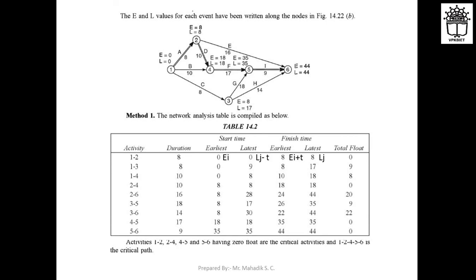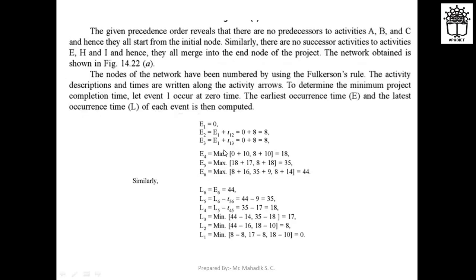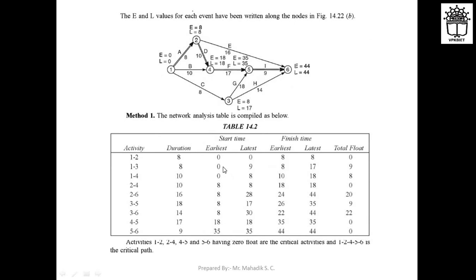In this diagram you can see that the critical path is shown with double arrows, right? So that gives us the critical path for this project. And you can see that the time duration for that is 44. Here the unit is not given, so let us assume it is hours. So it will take 44 hours. So this is the critical path here.